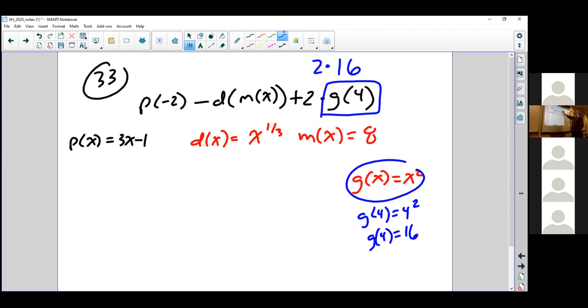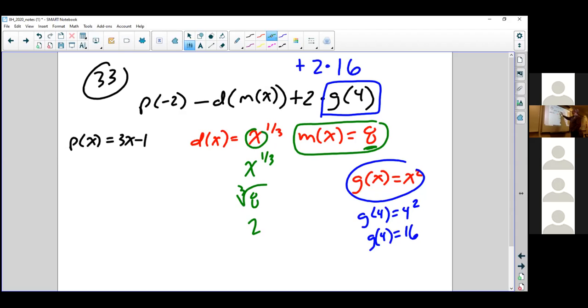Okay, so plus, then I'm gonna do M at X. So M at X is this. So I'm gonna take this 8 and I'm gonna plug it into here. So that becomes 8 to the 1/3 power, which is the same thing as saying 3rd root of 8, which is 2. So this minus is gonna be here, but D at M at X is just gonna give me an answer of 2. So we have -2 here. So -2 plus 2 times 16.